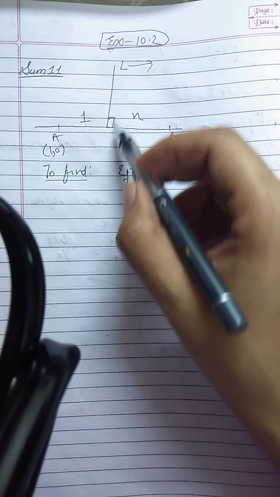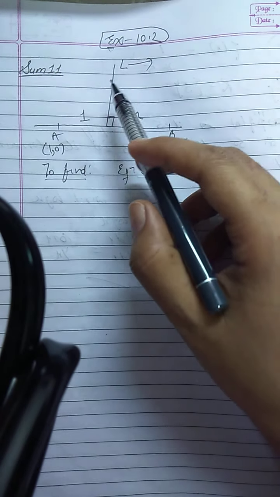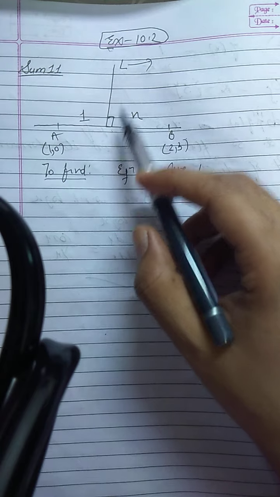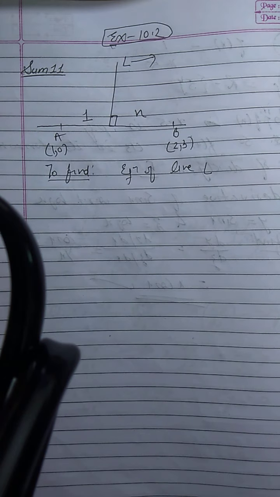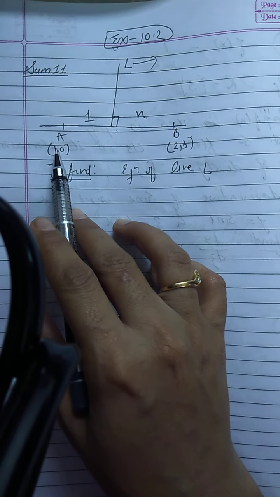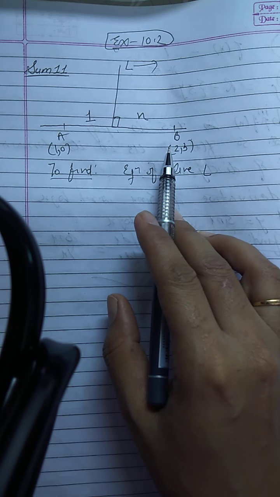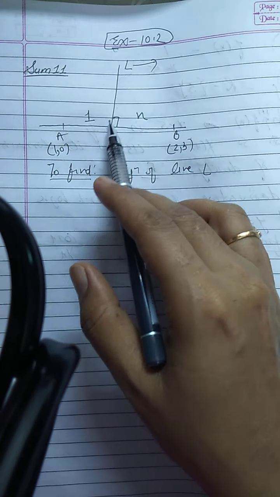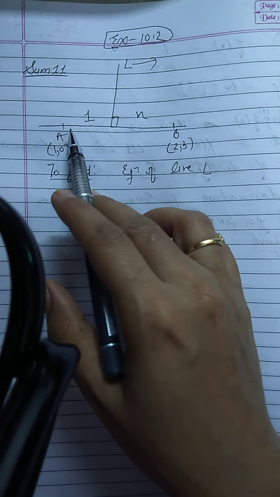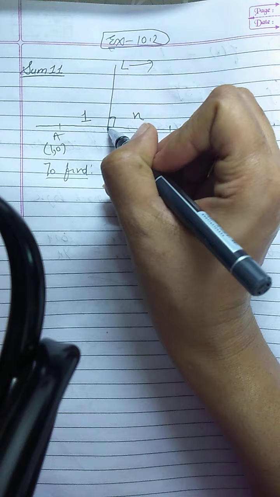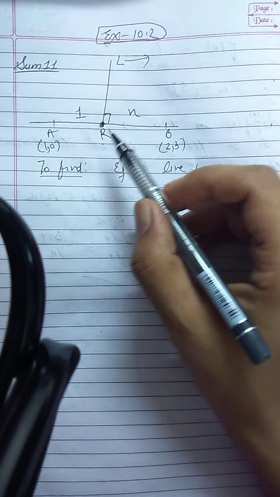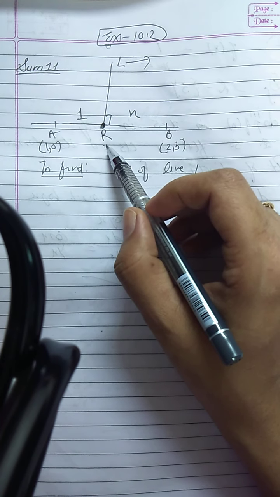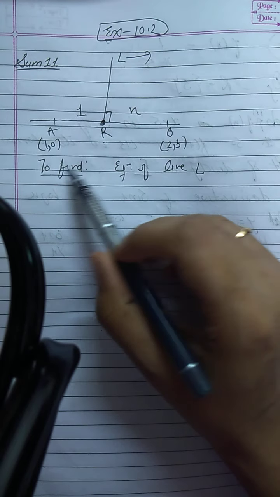Now it is very similar to the previous sum number 10. If line L is perpendicular to line AB, it means if the two lines are perpendicular, then the slope of this line will be the negative reciprocal of the slope of the line AB. And line AB is passing through 2 points, so we can easily find out the slope of AB. Second thing, because this line is dividing the line AB in the ratio 1:n, by the section formula this particular point we will be able to calculate, let it be R. So we can calculate the coordinates of the point R by the section formula, and slope also we can calculate.